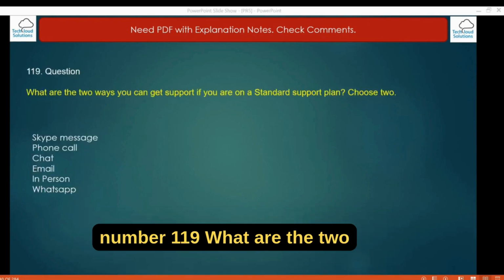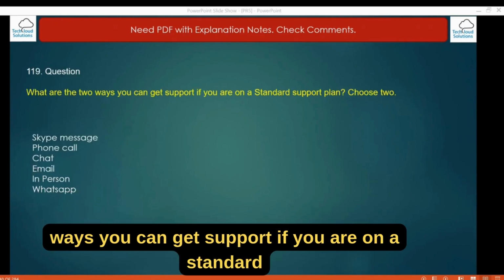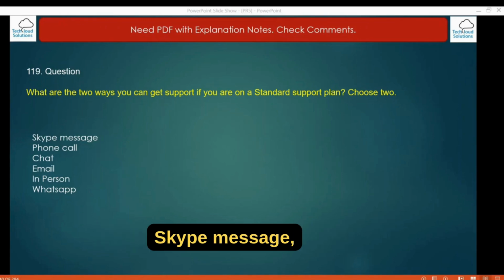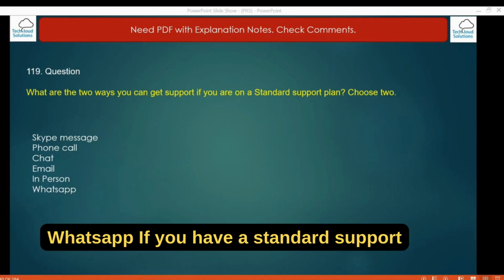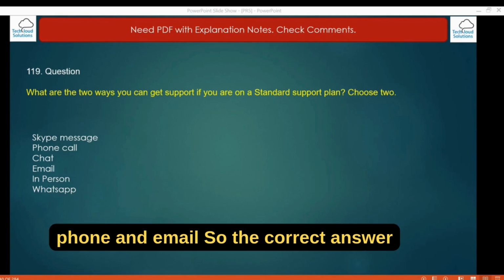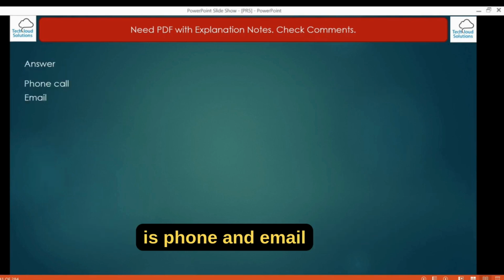Question number 119. What are the two ways you can get support if you are on a standard support plan? Choose two. And the options are Skype message, phone call, chat, email, in person, WhatsApp. If you have a standard support plan, you will get support via phone and email. So the correct answer is phone and email.